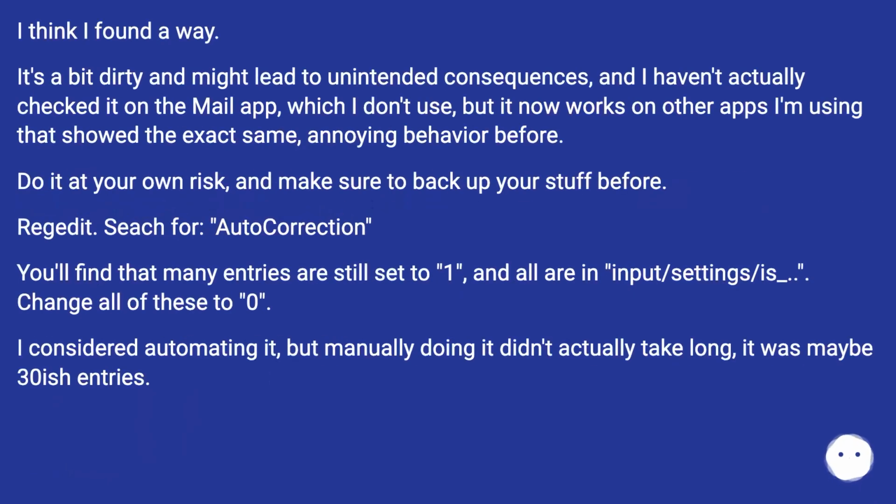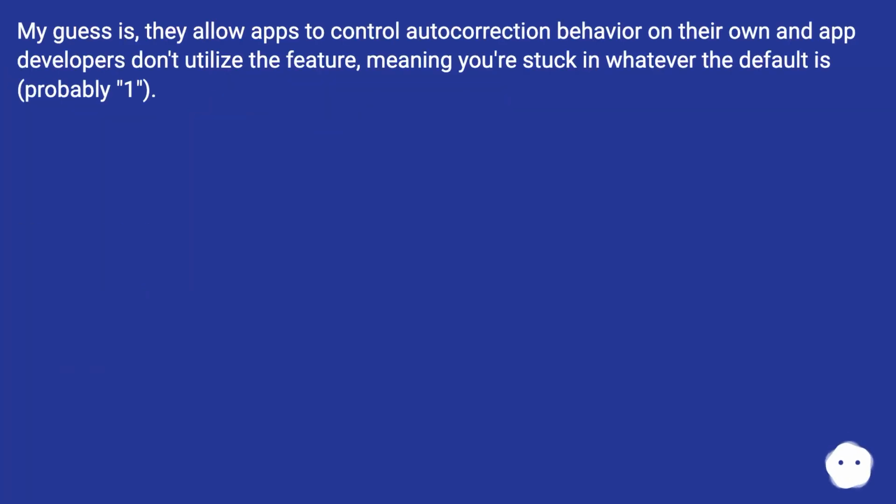I think I found a way. It's a bit dirty and might lead to unintended consequences, and I haven't actually checked it on the Mail app, which I don't use, but it now works on other apps I'm using that showed the exact same annoying behavior before. Do it at your own risk, and make sure to back up your stuff before. Regedit, Software, AutoCorrection. You'll find that many entries are still set to 1, and all our input settings is 0. Change all of these to 0. I considered automating it, but manually doing it didn't actually take long, it was maybe 30-ish entries. My guess is, they allow apps to control autocorrection behavior on their own and app developers don't utilize the feature, meaning you're stuck in whatever the default is, probably 1.